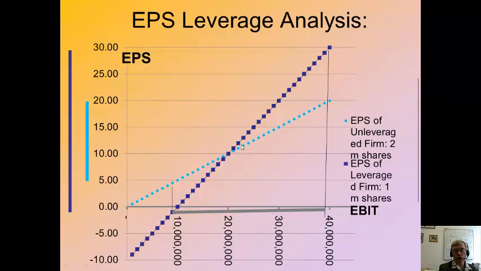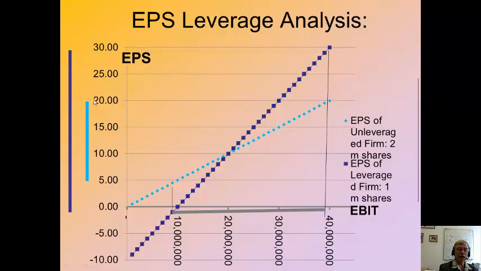So that would be our expected earnings before interest. And we could think of the corporation having a range of potential EBITs. That range of potential EBITs would translate into a range of potential EPS.